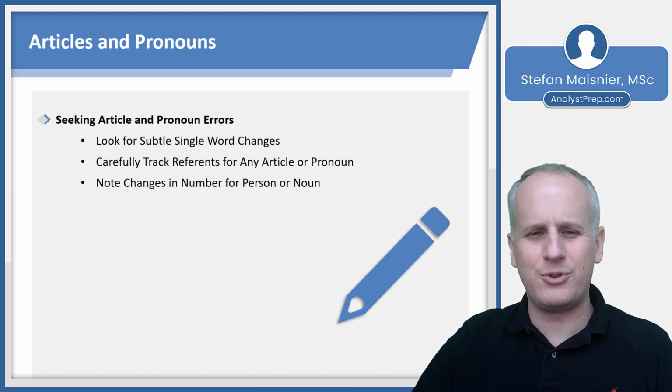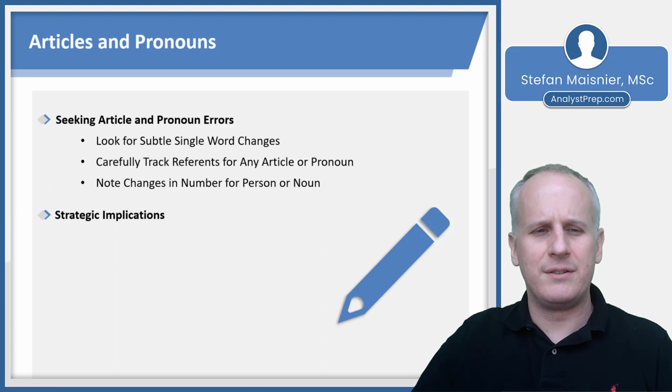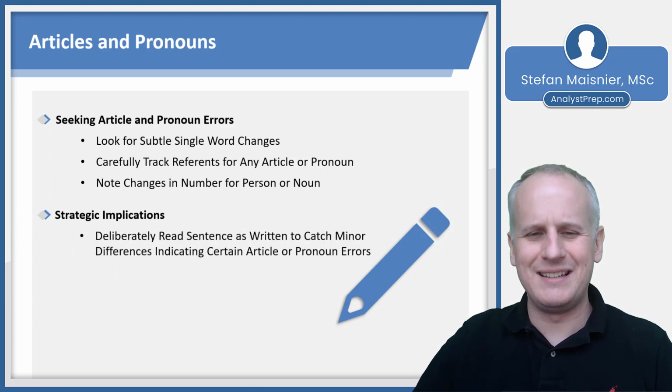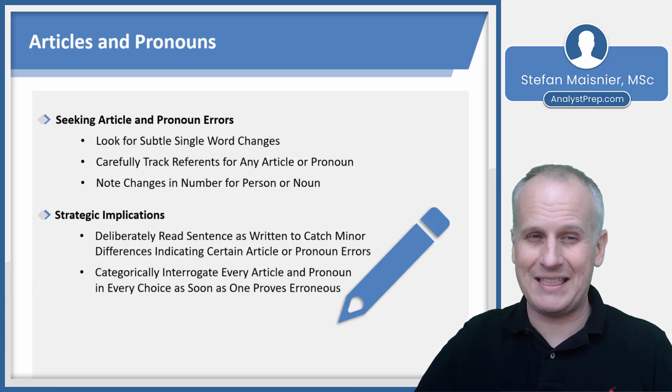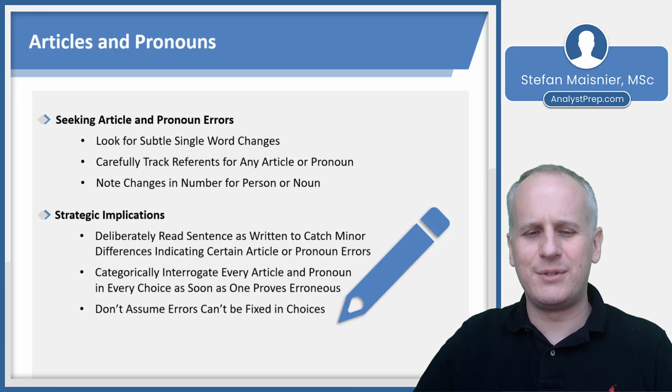You'll also want to note changes in number or person for any noun in the sentence as written. Now, strategically, this means that you want to deliberately read the sentence as written to catch minor differences indicating definitive article or pronoun errors. You'll want to categorically interrogate each article and pronoun in every choice and the sentence as written, as soon as one issue proves to be erroneous. And you have to assume that errors can potentially be fixed in the choices.